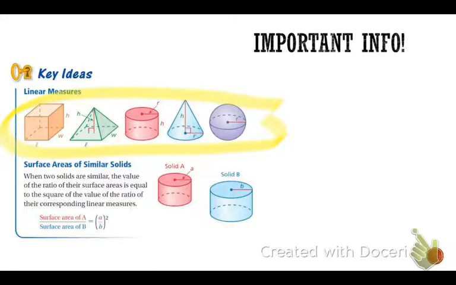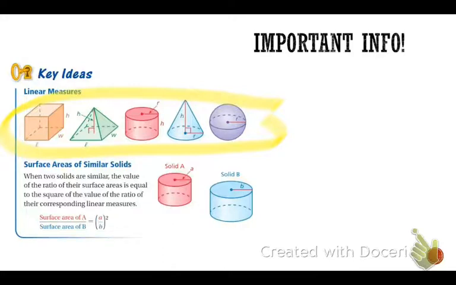What's that second one? It's a pyramid. What kind of pyramid? A square or a rectangular. Look at the base. The base tells me what kind of pyramid. All right, what about that third figure? Cylinder. What about the next one? Cone. And what's the last one? A sphere. So all of these solids are 3-dimensional.